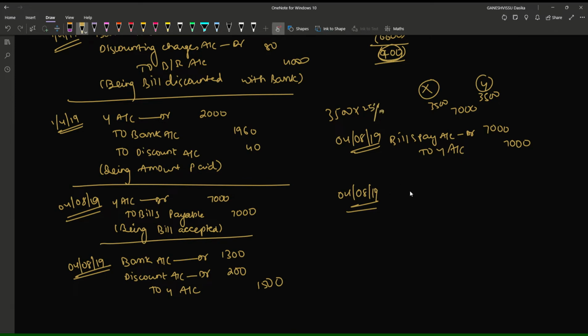That's it. So for which we need to write the entry. We are going to make Y account debtor to bank account. We need to pay only 3,500 rupees, right? 3,500, and the deficiency we need to send, because we are not going to send 75% of the amount. So 3,500 into 25%, which is 875 rupees, can be recoverable. And if we subtract 875 from 3,500, we are going to get 2,625 rupees. So this is what the solution is.